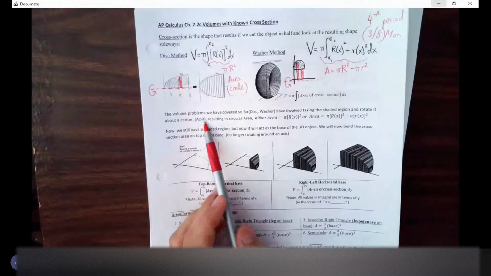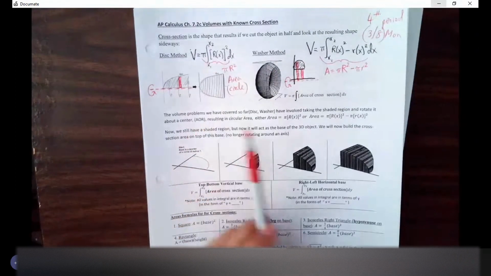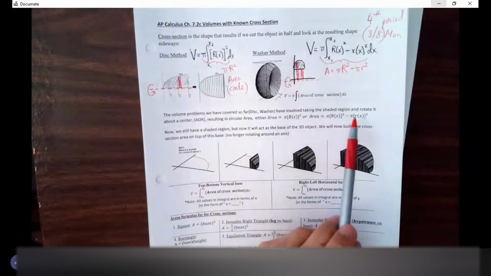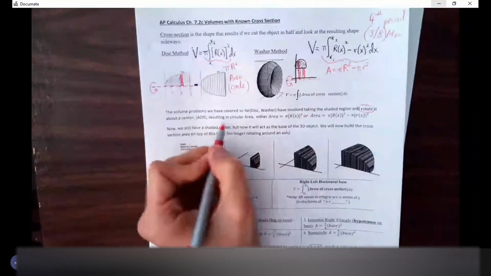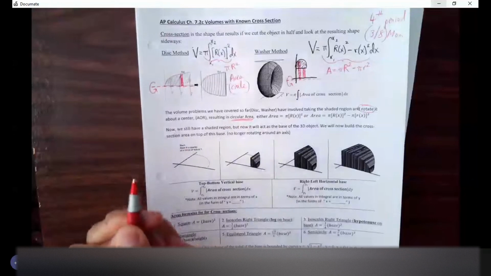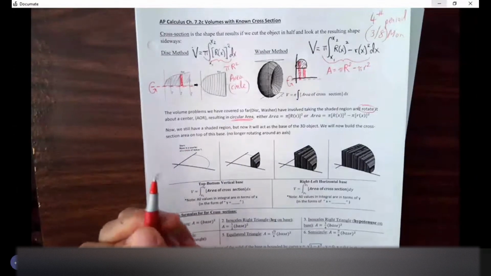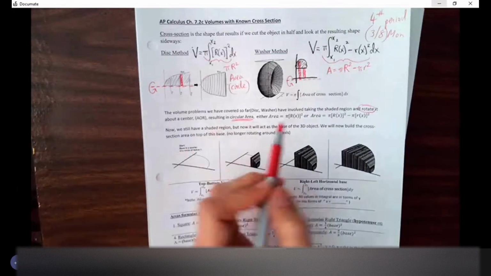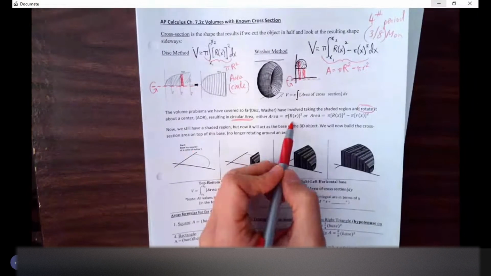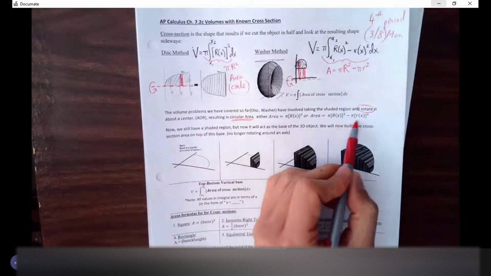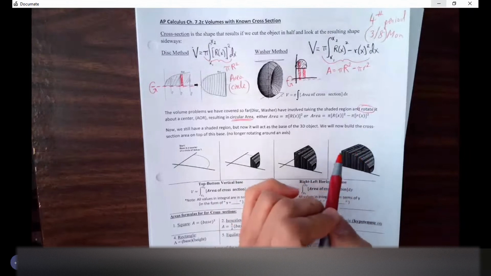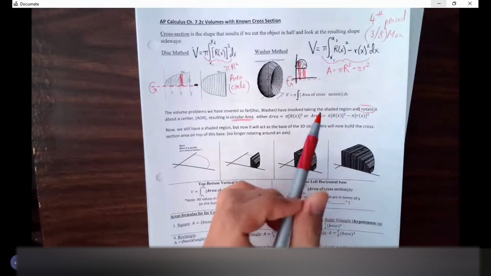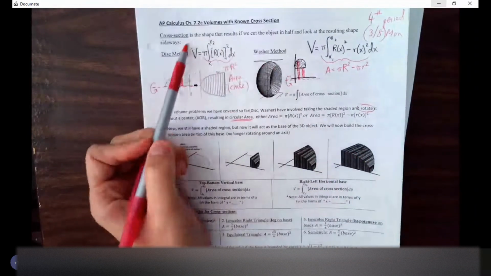So the volume problems that we've been working on, disc and washer, have all involved taking a shaded region and rotating it. And that rotation is causing these circle shapes, or circle-related shapes, to come out. So we have area is pi r squared, or pi big R squared minus pi little r squared. Okay.